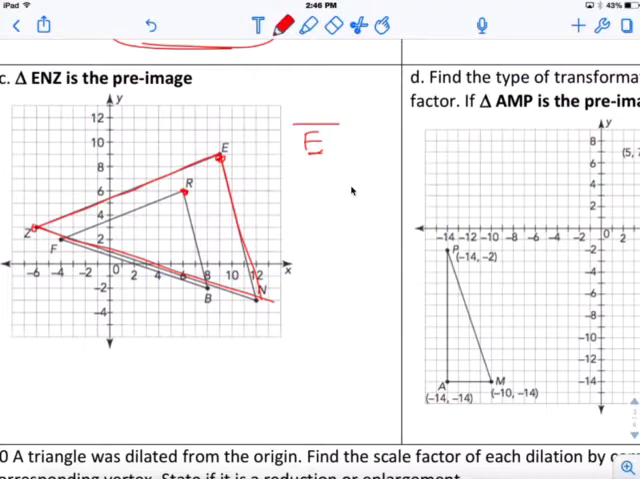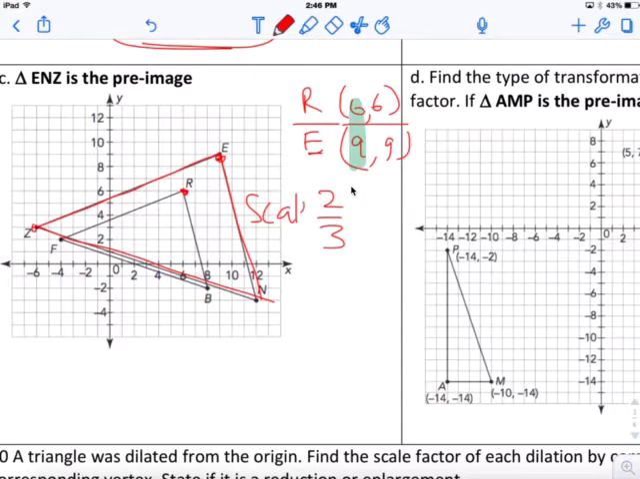Okay, oops. R is, let's see, 6, 6, oh, 9, 9. I happen to choose 6 over 9, reduce, divide both by 3, 2 over 3, scale factor of 2 over 3. Check and make sure the other ones are the same.